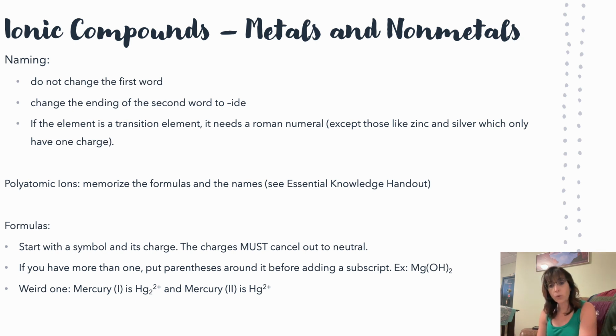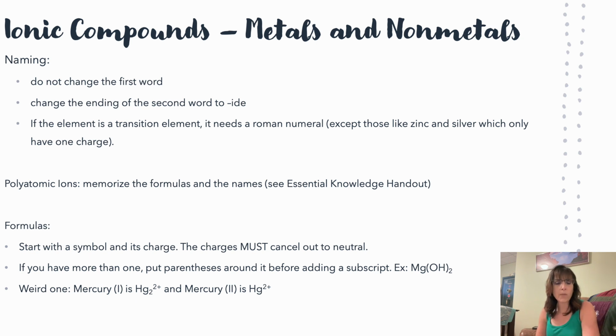When you write the formulas for ionic compounds, what I recommend is that you start with a symbol and its charge for both, or the formula for the polyatomic ion and its charge. The charges must cancel out. One of the easiest ways to do this is to use the crisscross and reduce method. So if you have Mg2+, chlorine 1-, crisscross, MgCl2. If you have polyatomic ions and there's more than one, they must go in parentheses. So if you look at the example, Mg(OH)2.